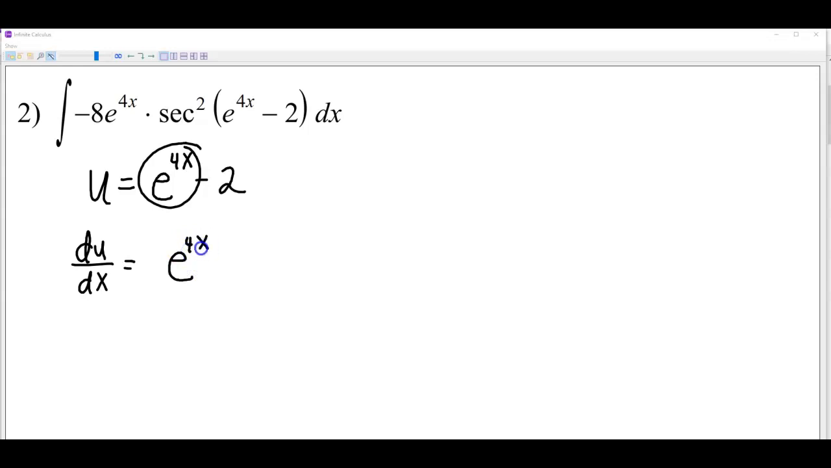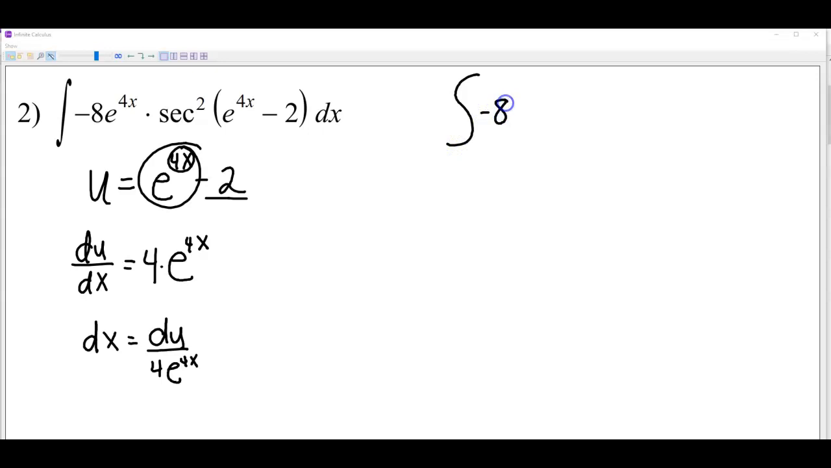That's the derivative of the outside function. But the derivative of the inside is 4. So you get 4e to the 4x. And when you take the derivative of the 2 there, it just goes away because it's a constant. Alright? The next thing you want to do is get the dx by itself. So if we did that appropriately, we would end up with that. And then we're ready to do our u substitution.